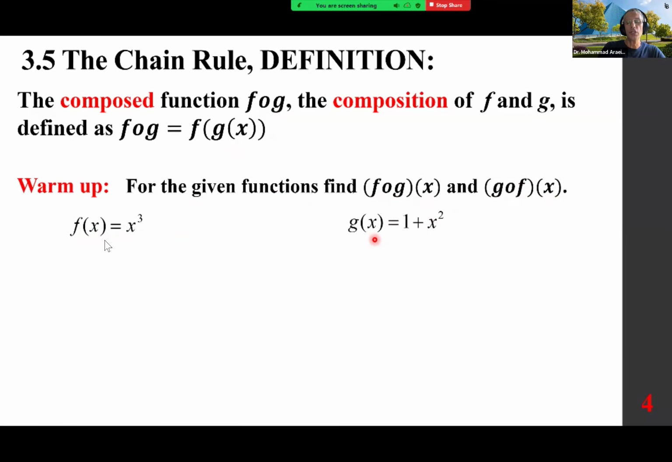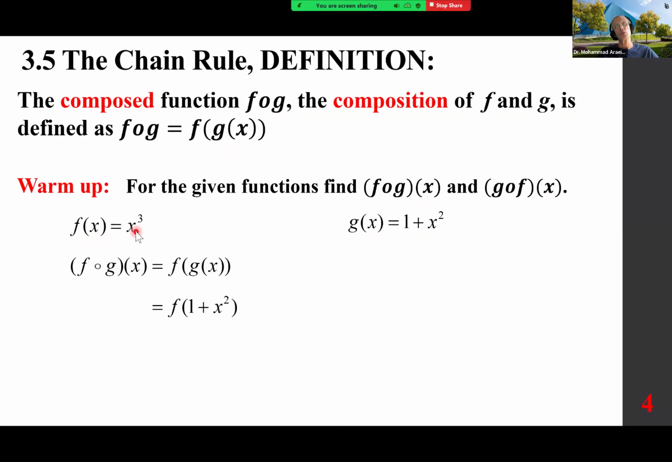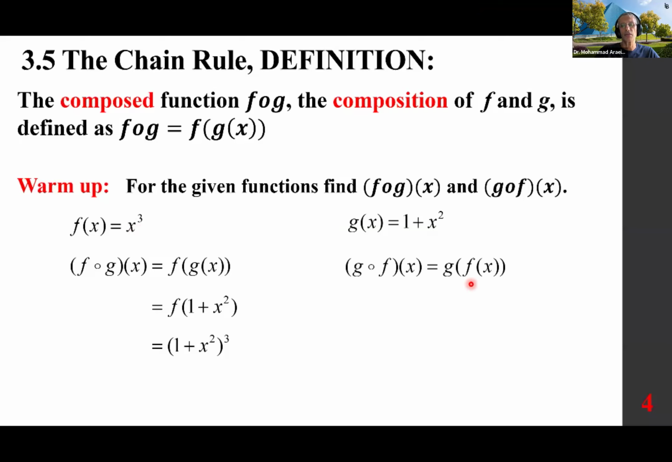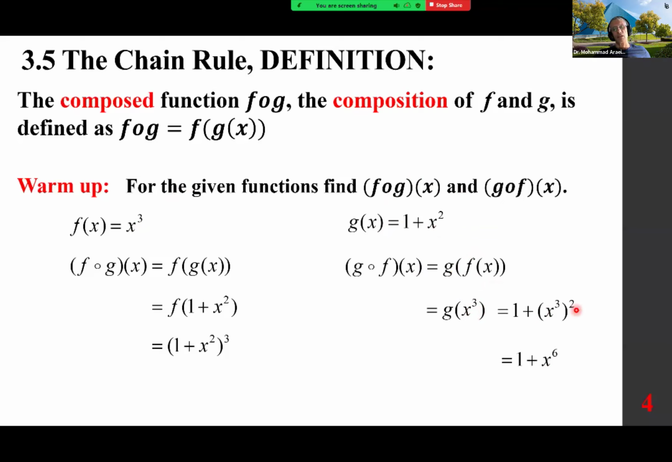To find f of g, that means f of g of x. That means f of 1 plus x squared. And that means replace the x in f of x with 1 plus x squared, and we are done. Whereas g of f of x means g of x cubed. That means into the g function, replace the x with x cubed, and since this is easily evaluated, 1 plus x to the power of 6.